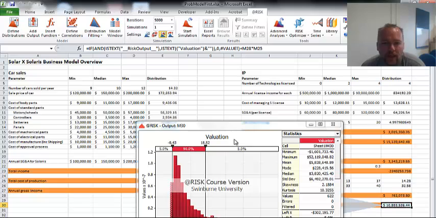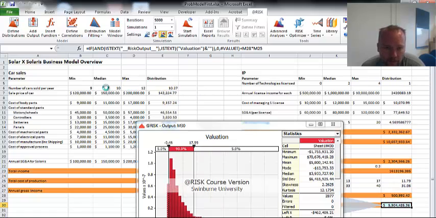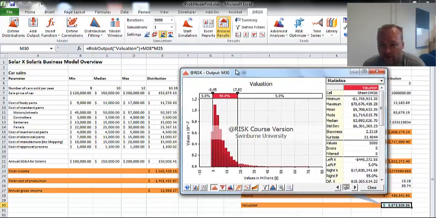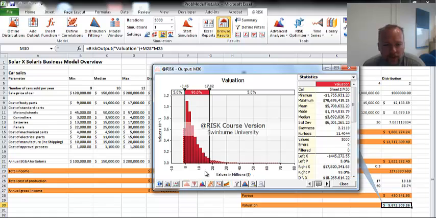What you can see happening here is that all of the input variables are now being randomly recalculated. That is, a random number based on the minimum, the median, and the maximum is being generated each iteration, and then the output is calculated based on those numbers. Those numbers are then remembered, and at the end of the simulation, we have a distribution for the valuation of the business. With this fairly simple model, we can see that there is a 5% chance that the business will have a valuation of around about $18 million or more.